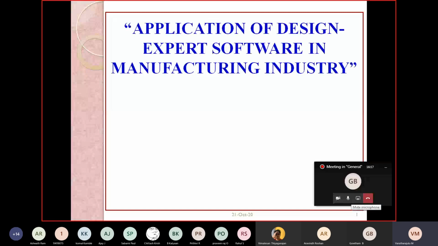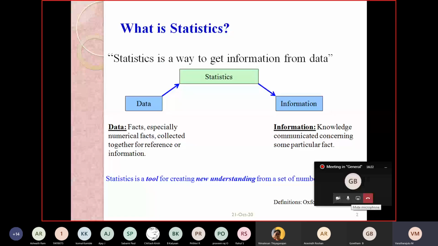Yes, it was a presentation given for the faculty members to do research, and statistics is the way to get information from the data. Fact: especially numerical facts collected together for reference or information. The information is knowledge communicated concerning some particular facts.